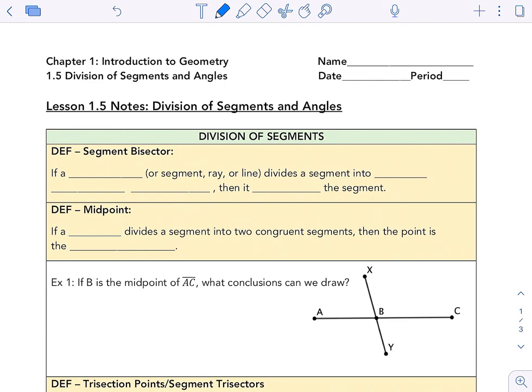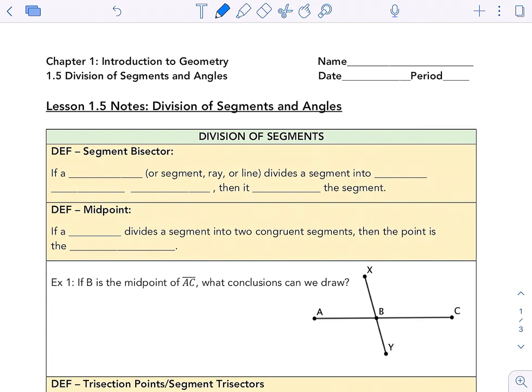Right, folks, this is Notes 1.5, Divisions of Segments and Angles. In the spirit of full disclosure, this is the third time that we are recording this due to different technological issues. So if you feel like e-learning, remote learning pushes you to your limits, I get it. But they say third time's the charm, so here we go.